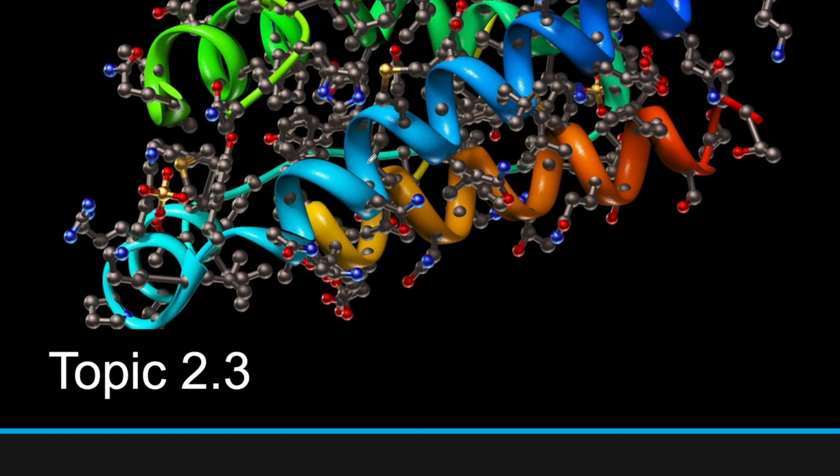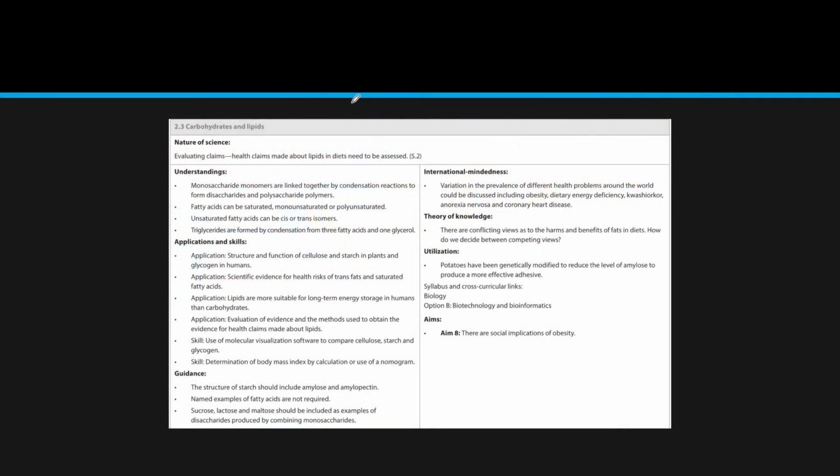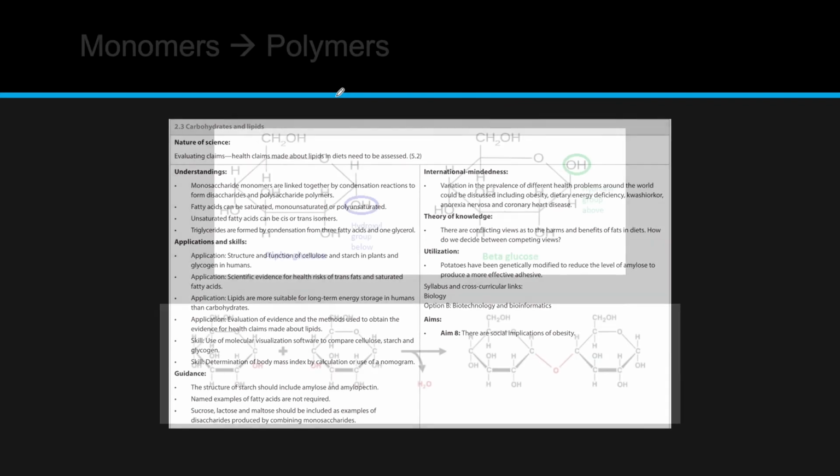Hello, welcome back. This is topic 2.3, and this topic is all about carbohydrates and lipids, which are basically energy storage. So here are the aims, understanding, applications, guidance, everything IB expects you to know about this unit. If you want to take a moment and look at that.